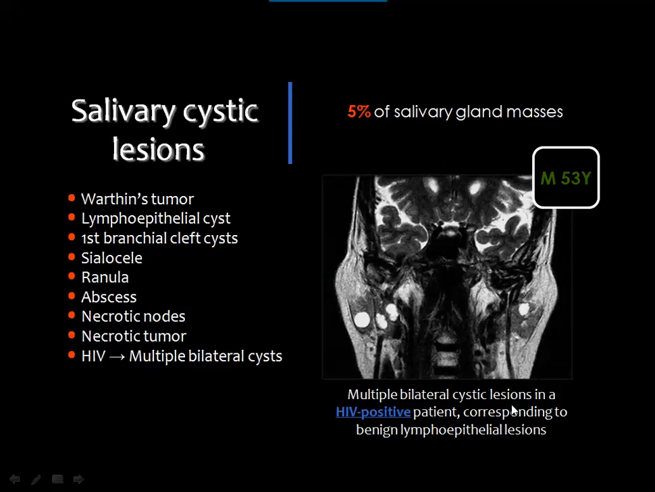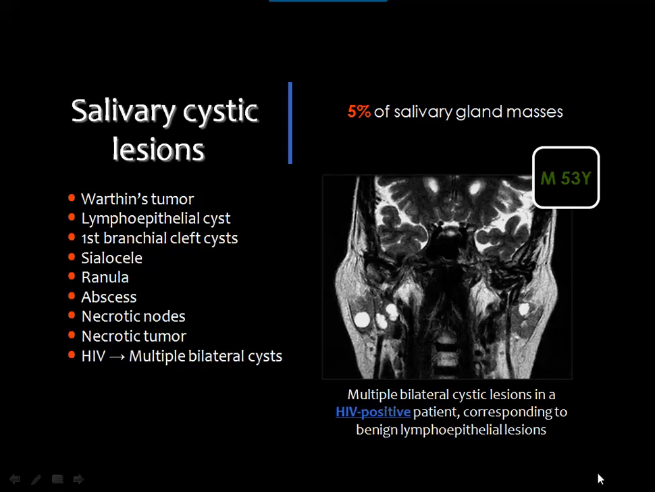Then there is a big differential diagnosis for cystic lesions in the salivary glands. I will mention Warthin tumor later on, lymphoepithelial cysts, and the first branchial cleft cyst will be mentioned also in the lecture of the suprahyoid neck, sialocele, ranula, abscess, necrotic intraparotid lymph nodes, necrotic tumor, and HIV-related cysts. And this is an example, a coronal T2 weighted image of a patient who is HIV positive, and you can see multiple cyst-like structures filled with fluid in both parotid glands.